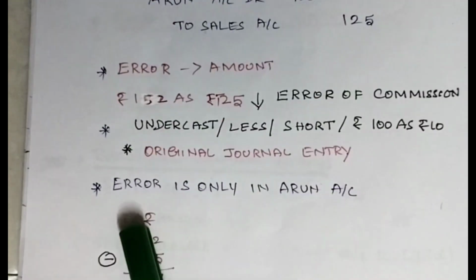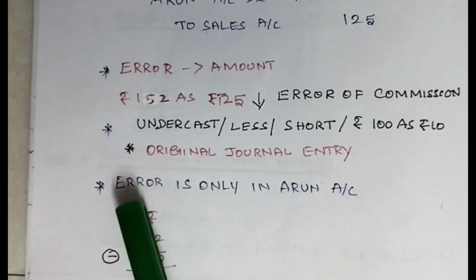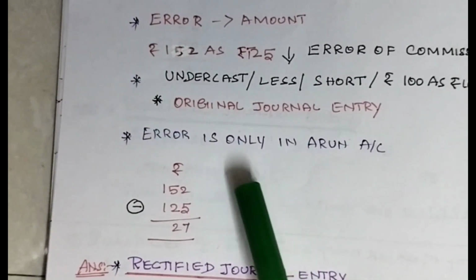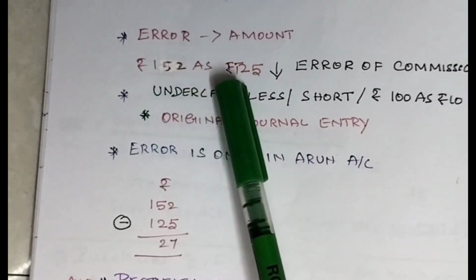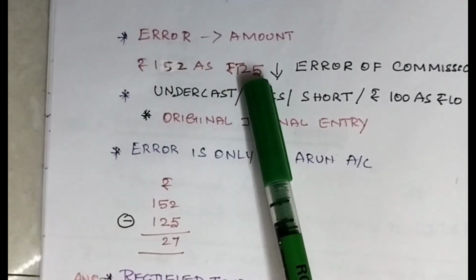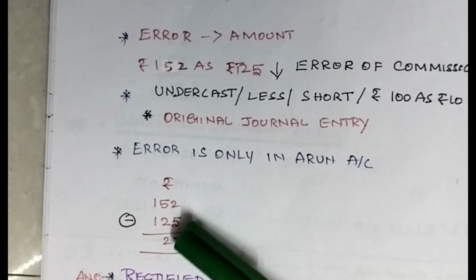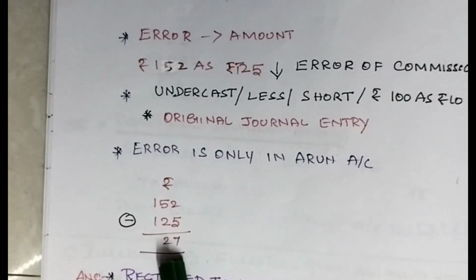So where is the error? Arun's account is the only error. The error happened only on Arun's account. So we can't enter either 152 or 125. We have to enter the difference between these amounts. For that we subtract 125 from 152 and we get 27 rupees. So when you rectify this error, you have to enter that difference value.